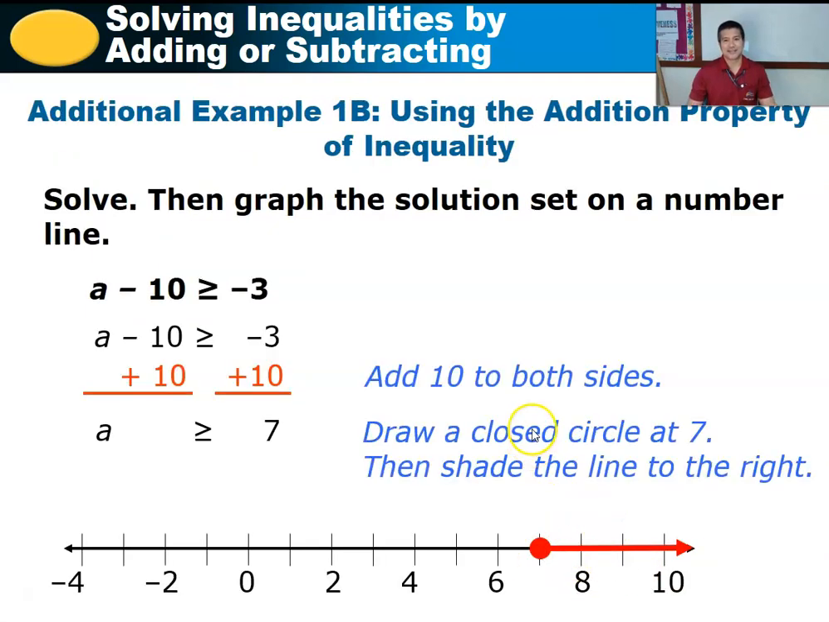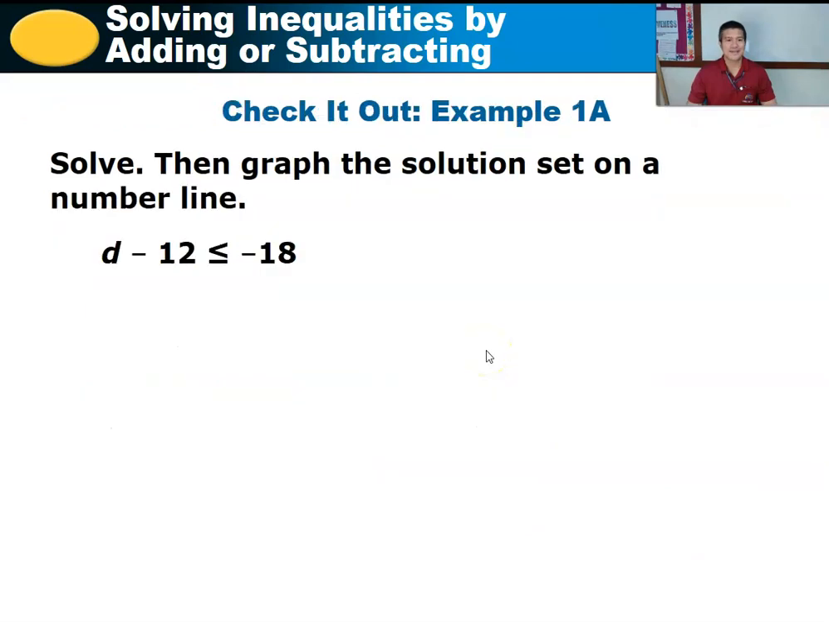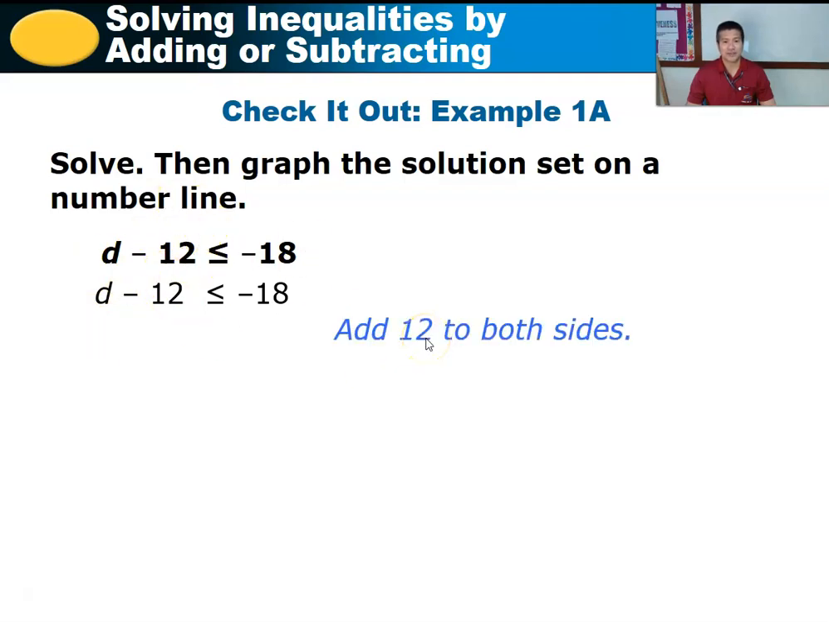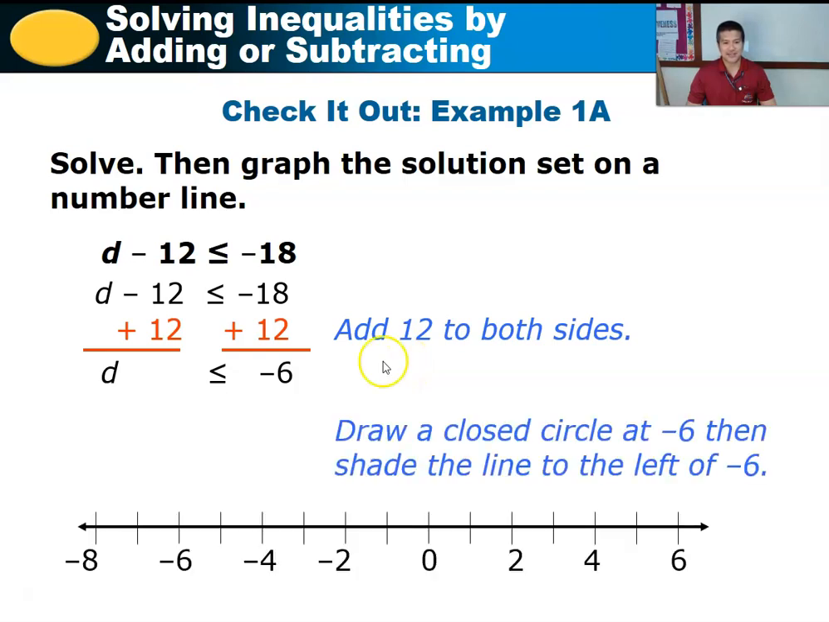Next example. For our next example, we have d minus 12 less than or equal to -18. So what you're going to do is add 12 to both sides. You will get d less than or equal to -6. So in our graph, d is less than or equal to -6, so it will start from -6. It's less than, so it goes to negative infinity.